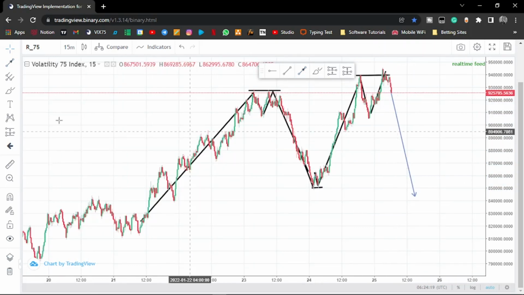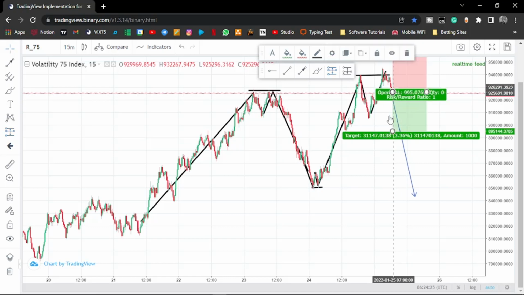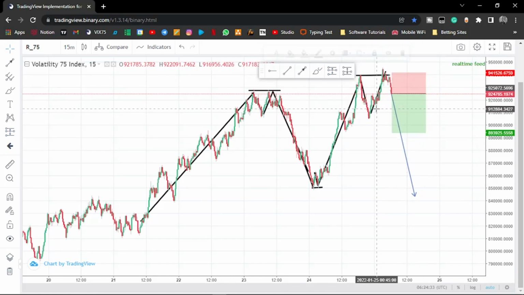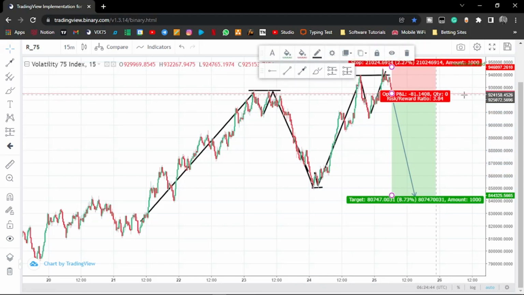So actually this is a valid entry. And I think I'm just gonna enter right here. So we'll see how it goes as we continue with the patterns.